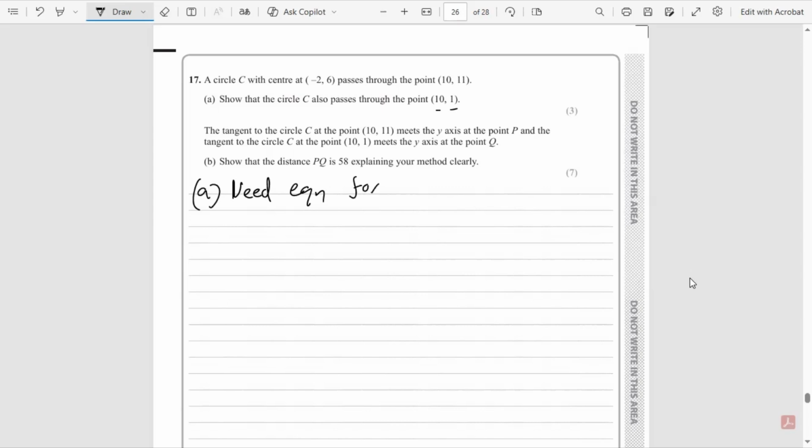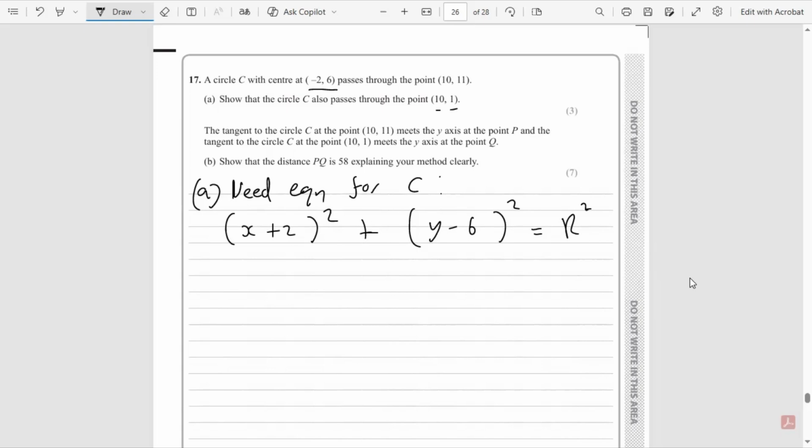Since the center is (-2, 6), hopefully you'll be happy with the idea that the form for this equation is going to look something like this. You're going to have x minus the x value of the center, so x minus -2, which is x plus 2, all squared. And then y minus the y coordinate of the center, so y minus 6, all squared. And this is equal to the radius squared. So clearly now we just need to find out what that number is.